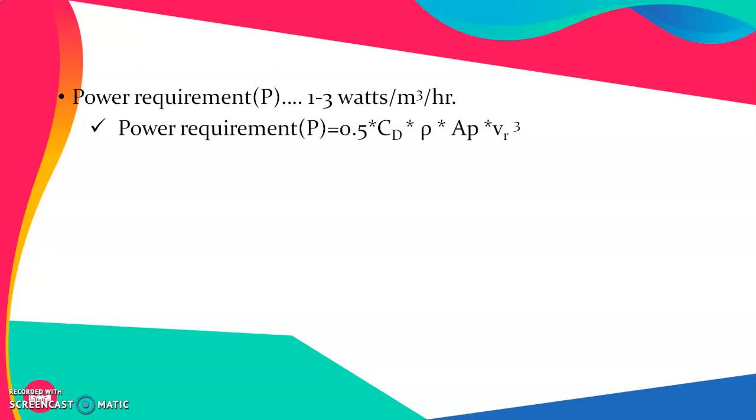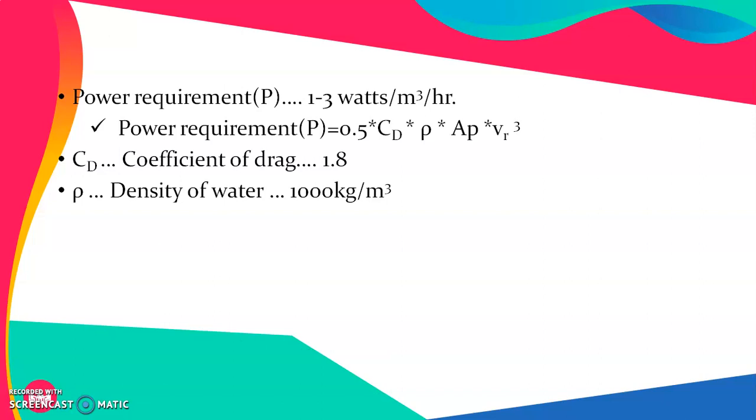The power requirement can be calculated by using a simple formula: P equals 0.5 into CD into rho into AP into VR cube, where CD is the coefficient of drag and it is equal to 1.8 for flat blades. Rho is the density of water, which is around 1000 kg per meter cube. But please remember that the density of water is a function of temperature. As temperature changes, the density of water even changes.